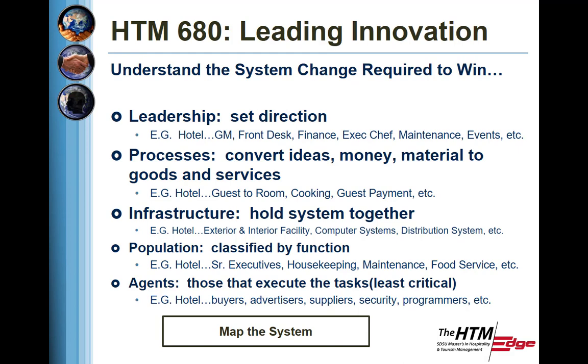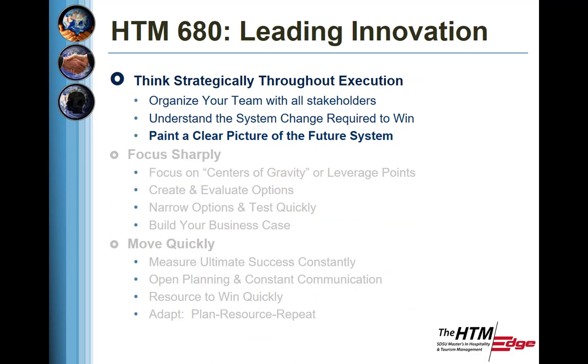And then there's agents, those that execute tasks. This is the least critical part for you to worry about. It could be buyers, advertisers, suppliers, security, programmers. It's folks who take direction and execute direction, but they're really not involved in setting direction, and they really don't have to own the outcomes. You need to map this system for any initiative you're leading. Then you've got to paint a clear picture of the future system once you know the existing system.